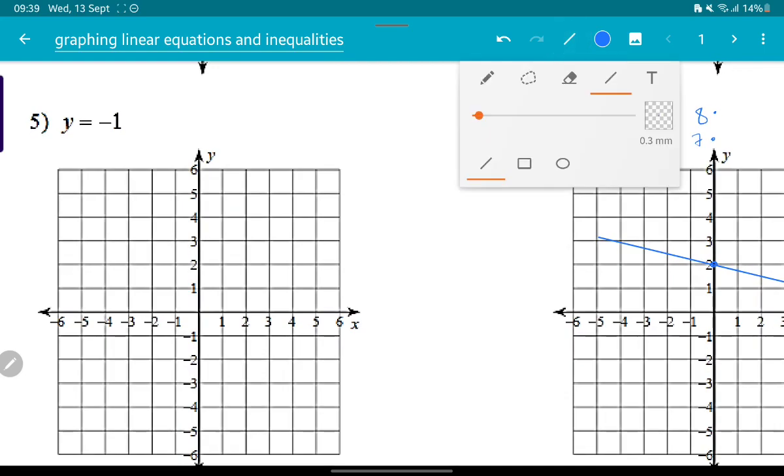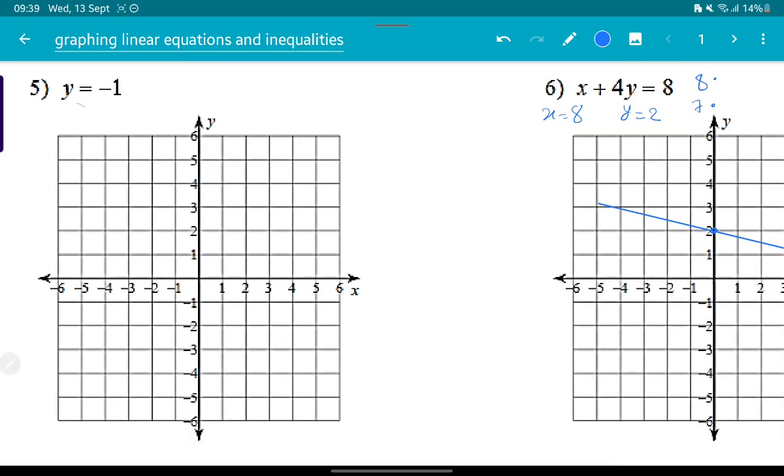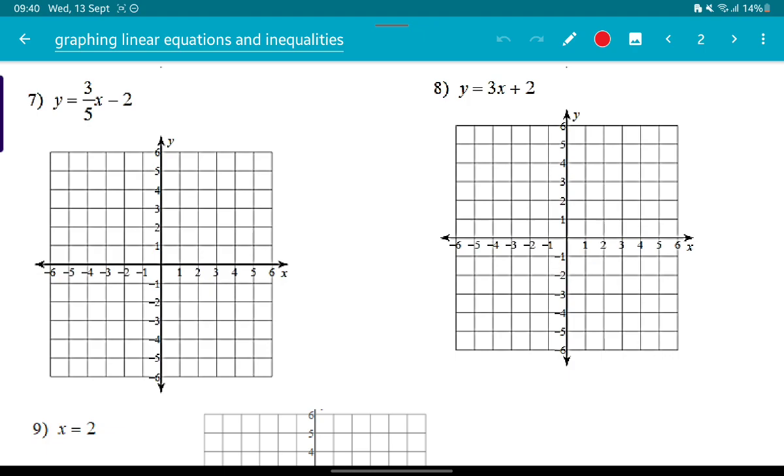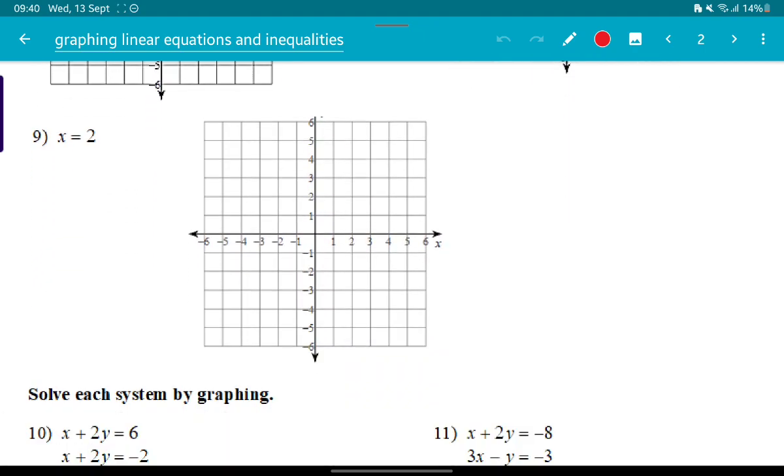What if we have y equals -1? Y equals -1 means the y-intercept is -1 and each point on the graph is -1. So we will have a graph parallel to the x-axis passing through the -1 in y, and the slope of this is 0. What if we have x equal to, for example, 2? Now you will graph a line parallel to y and passing through x equals 2.